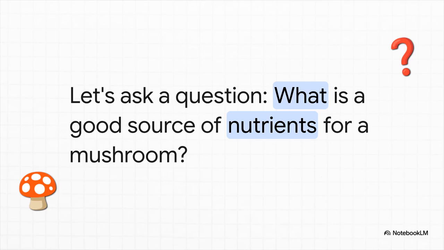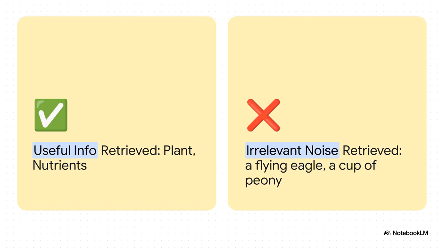So to see what this looks like in practice, let's use a really simple example from the research paper itself. A user asks a pretty straightforward question: what's a good source of nutrients for a mushroom? And oh boy, look at what that single tool comes back with. On the left, yeah, it finds some useful stuff like plant and nutrients. That's great. But on the right, it also drags in a bunch of totally random, irrelevant noise, like a flying eagle.